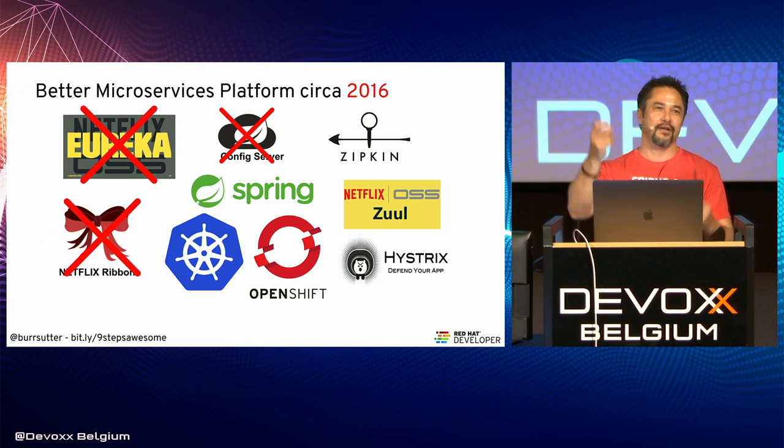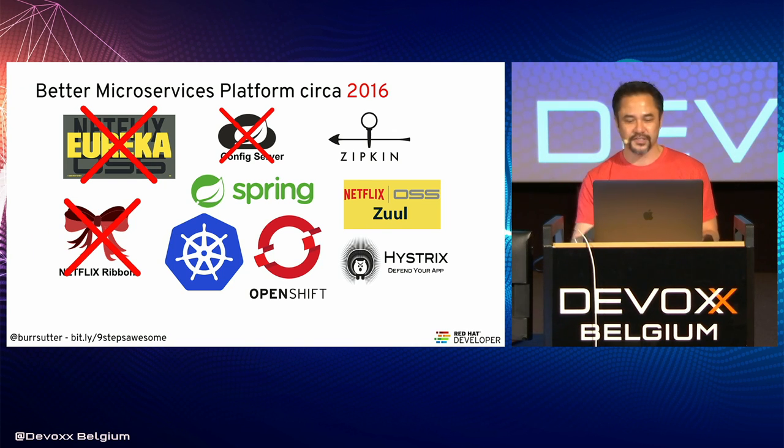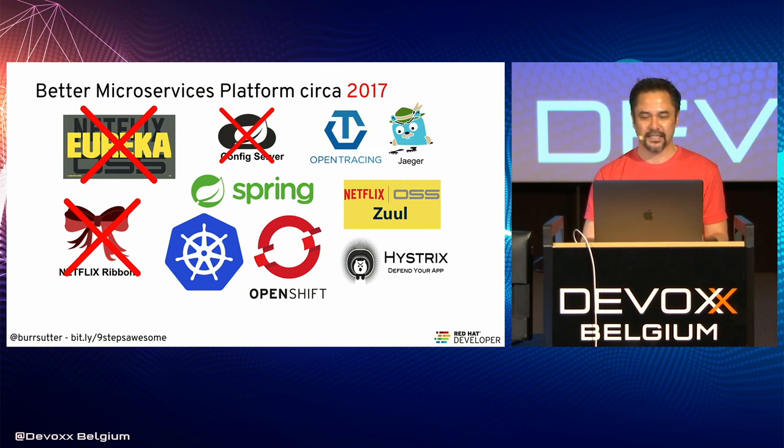We get configuration as part of the Kubernetes architecture. We see all those things in this presentation. And then, of course, we still had Zipkin and Zuul and Hystrix still out there as of 2016. But as of 2017, we moved from Zipkin to OpenTracing, okay? OpenTracing being a standardized API around the tracing concept. And then Jaeger from the Uber team became more popular. And so Jaeger is the current winner, if you will, in the space. Zuul was still out there and Hystrix is still out there, okay?